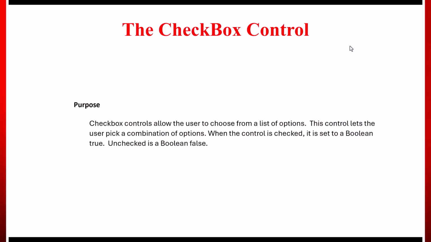The checkbox control allows the user to choose from a list of options. This control lets the user pick a combination of options. When the control is checked, it is set to a Boolean true. Unchecked is a Boolean false.